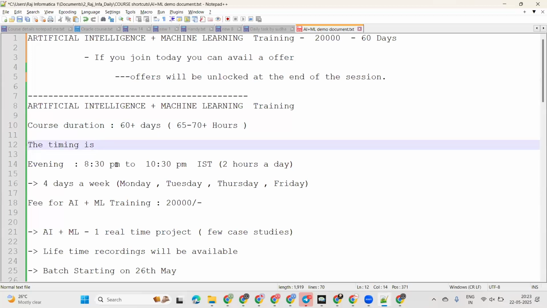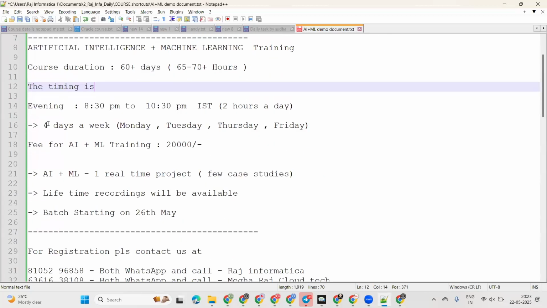The class timings are evening 8:30 p.m. to 10:30 p.m., 2 hours a day. Weekly, we will be taking four classes: Monday, Tuesday, Thursday, and Friday. After every two sessions, we will give you a holiday so that you can prepare and practice whatever the two classes covered. Even after Thursday and Friday, you'll get 2 days, Saturday and Sunday, to practice well. In that way, we have prepared the schedule.